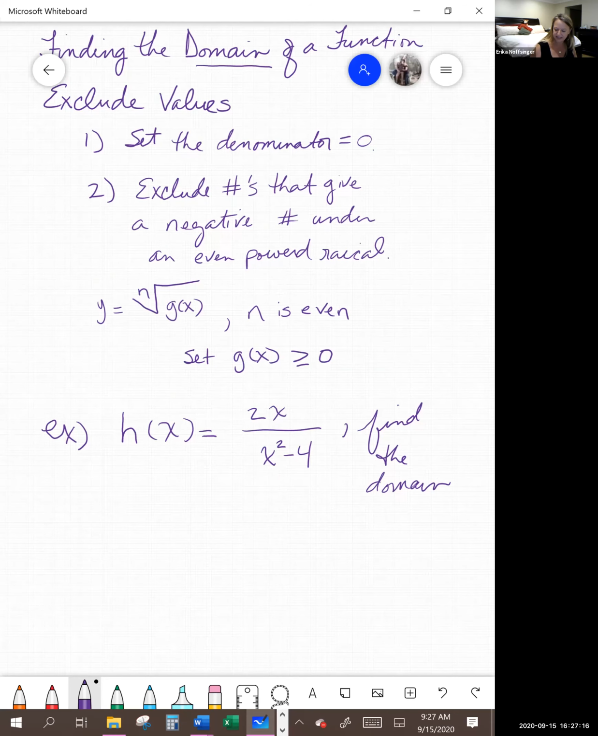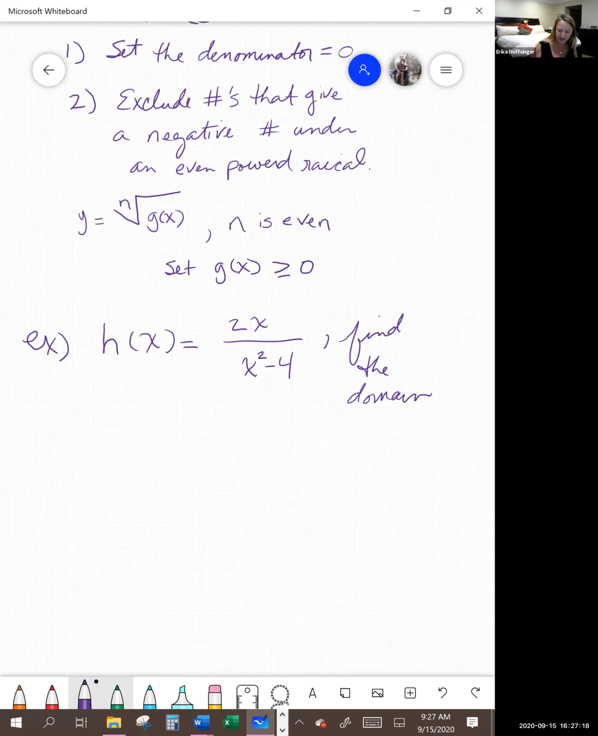So looking at this, I notice I have a rational function, so I'm going to have some problems when I have my denominator equal to 0. So I know that x squared minus 4 really can't equal 0. We can solve this a couple different ways. We can factor it, set each factor equal to 0. So I'm looking at when this is the difference of squares, so this factor is x minus 2, x plus 2, not be 0. So x cannot be 2 and x cannot be negative 2.